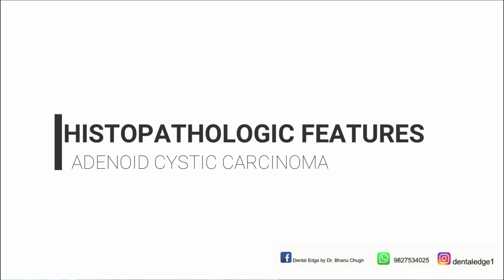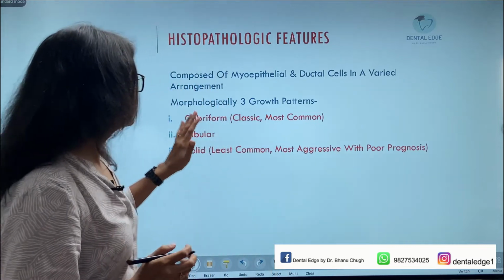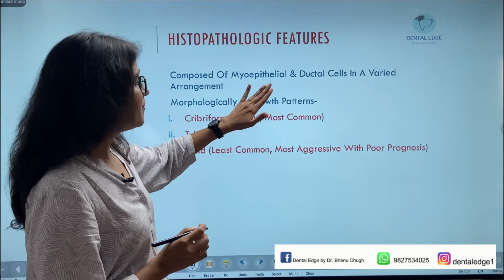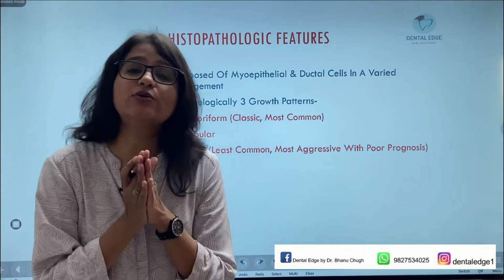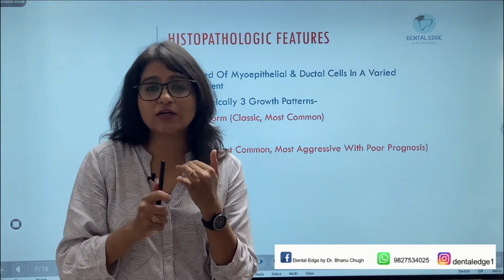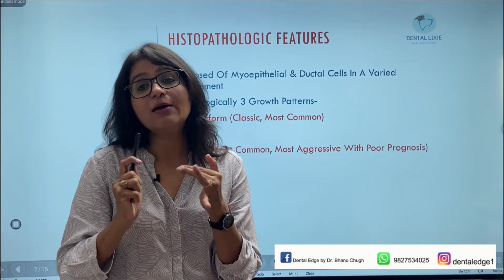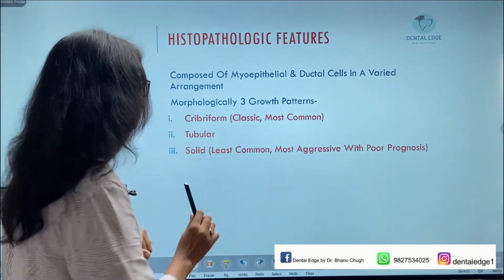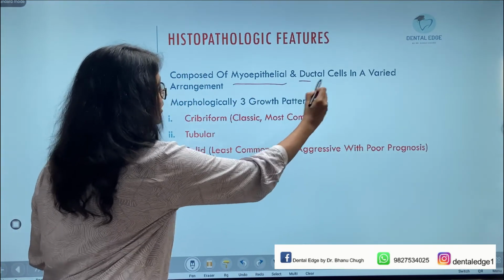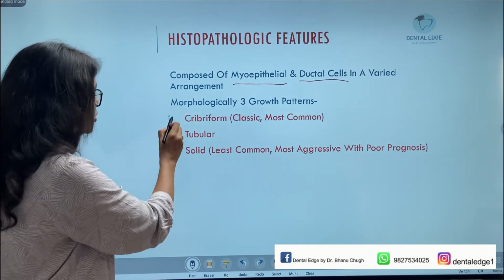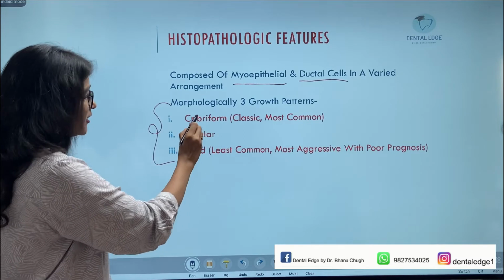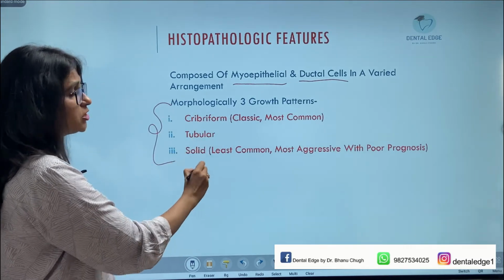Now let's see the histopathologic features of an adenoid cystic carcinoma. It is composed of myoepithelial and ductal cells in a varied arrangement. I already told you there is proliferation of ductal or luminal cells and the myoepithelial cells, right? So two types of cells are there in varied arrangement. What are these arrangements? You have to remember this: cribriform, tubular or solid arrangement.